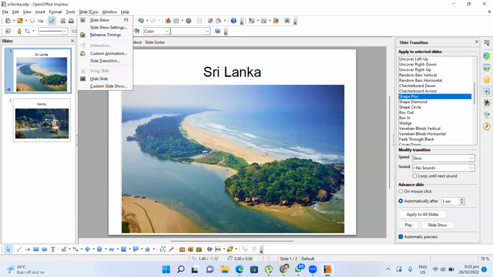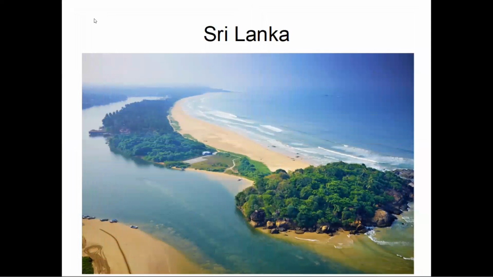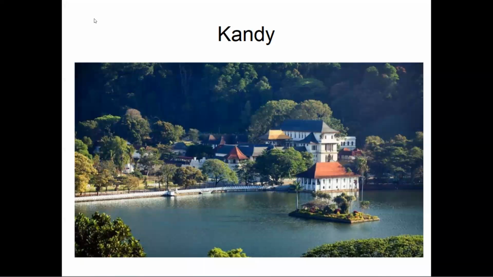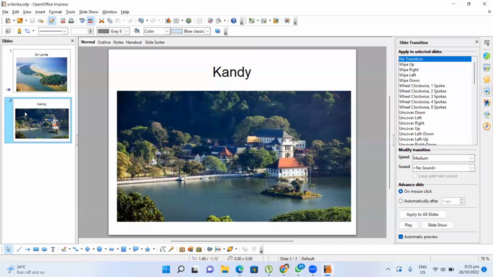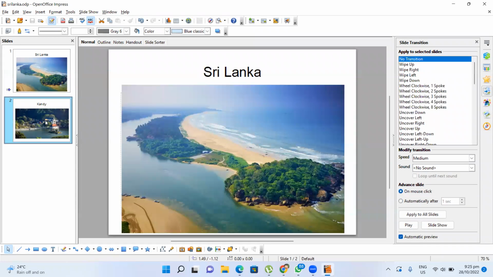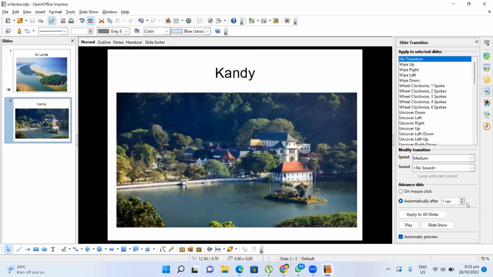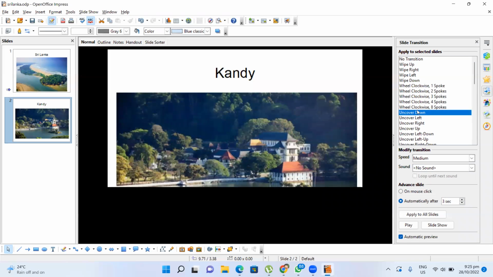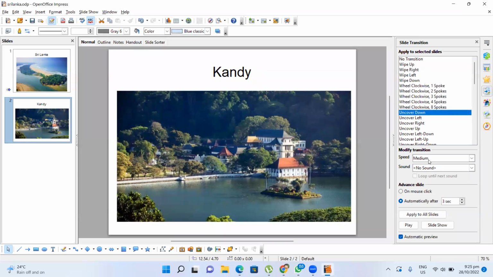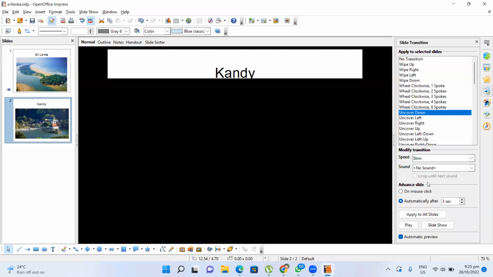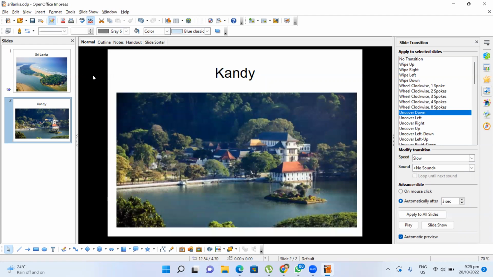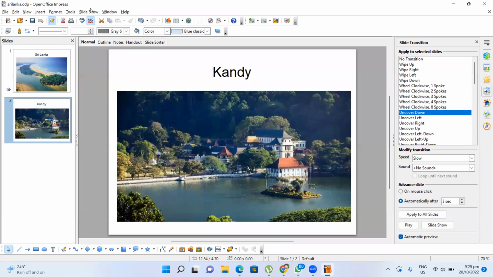All right, it's playing automatically, and I'm not clicking anything. Yes, the next one is also coming after that. Actually, it's not applied to the second one, right? This one is okay. This one should be automatically after 3 seconds. So again, the animation, the speed, let's make slow, right? Okay, now let's play from the beginning.